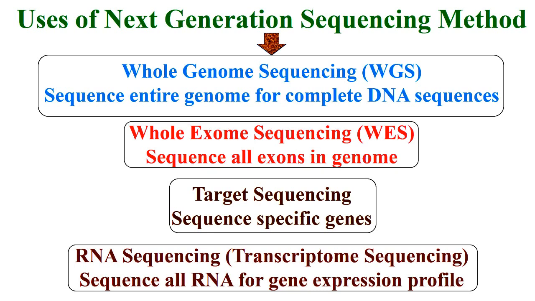Next-generation sequencing methods are used in whole genome sequencing, to sequence the entire genome for complete DNA sequences, and whole exome sequencing, to sequence all exons in the genome. And targeted sequencing, to sequence specific genes. And RNA sequencing, or transcriptome sequencing, to sequence all RNA for a gene expression profile.